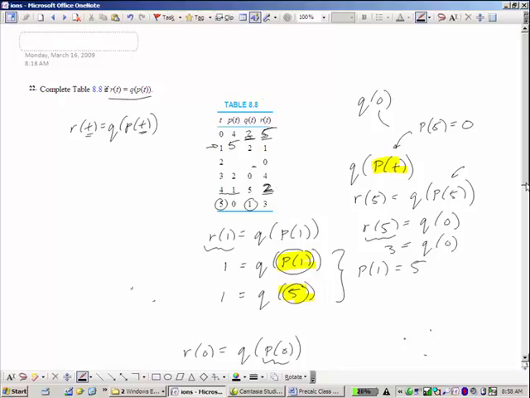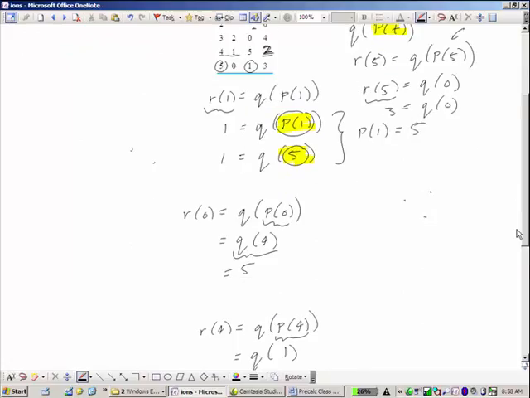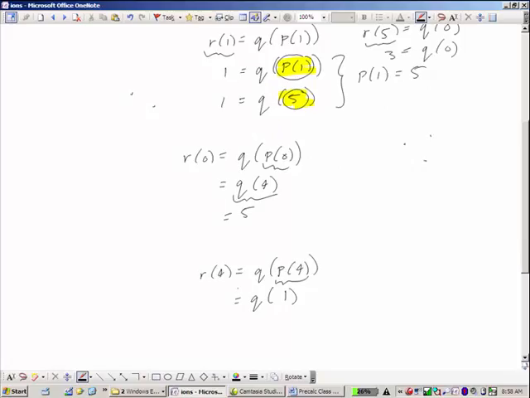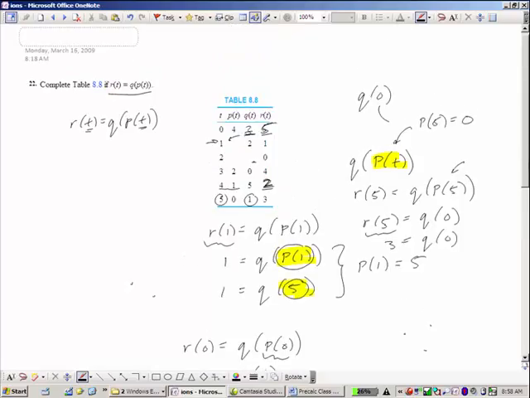Okay, so look, here's what we've done. We've actually done R of 0, R of 1, R of 5, R of 4. Do you see all we're doing is systematically going down the list and plugging in t values for every value? What haven't we done? R of 3 and R of 2.